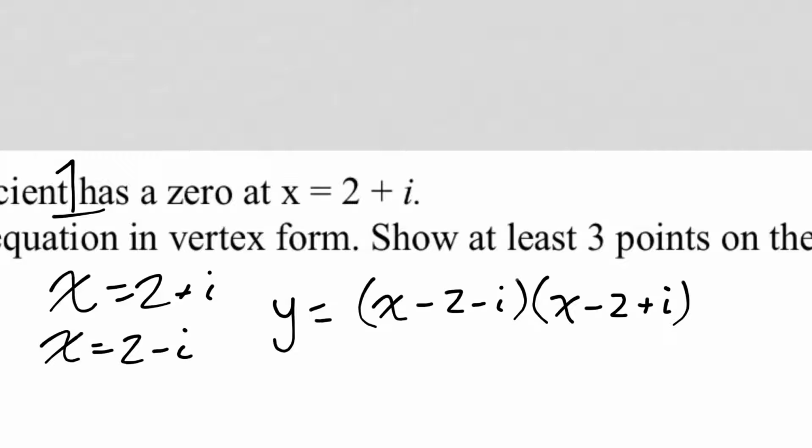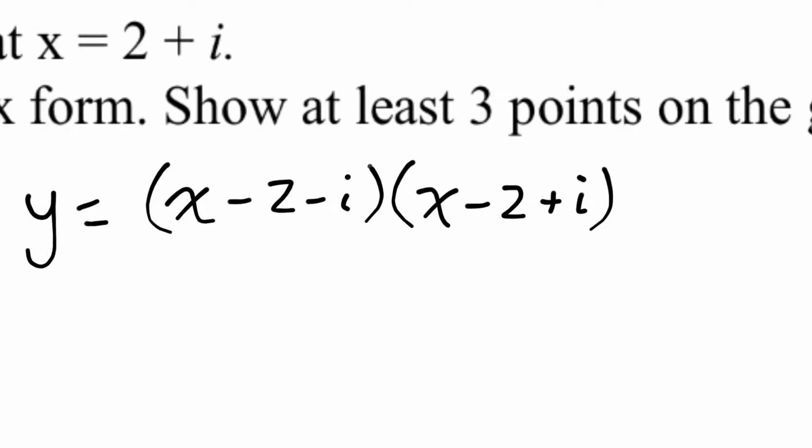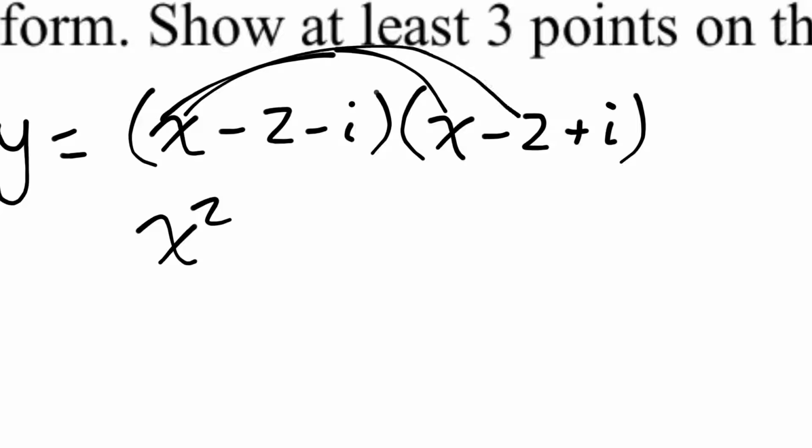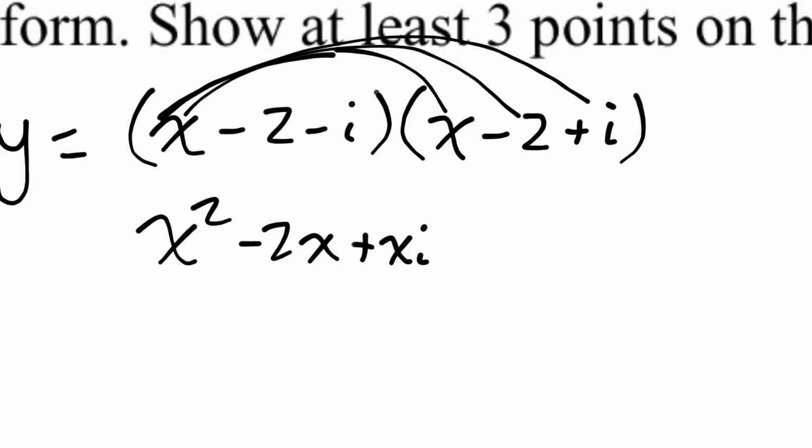Problem is, it looks kind of gross with all those i's in there, so we want to expand this. Couple ways to do that. One way is just go piece by piece. x times x is x squared. x times negative 2 is negative 2x. x times i is xi. Okay, that's my x distributed to everything on the right.